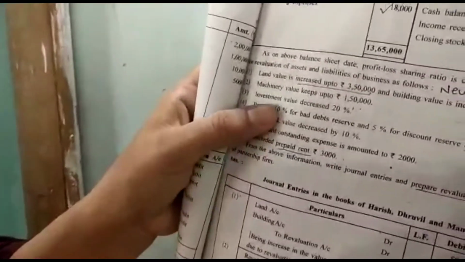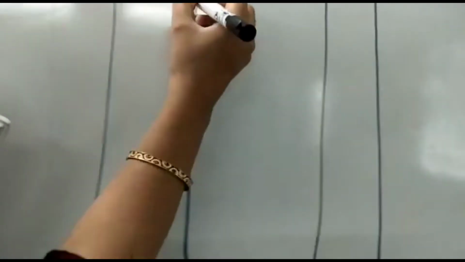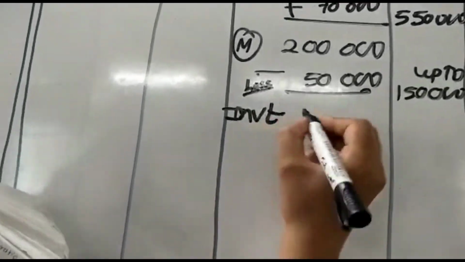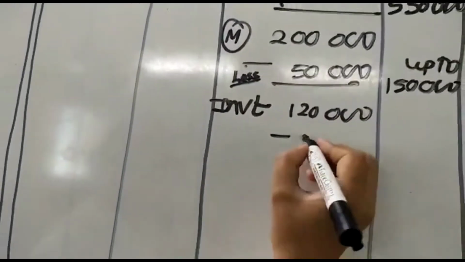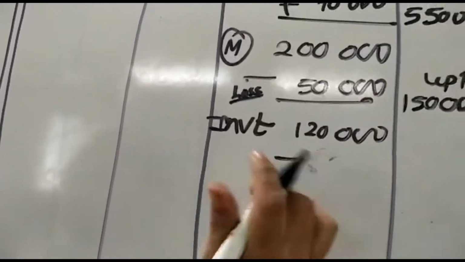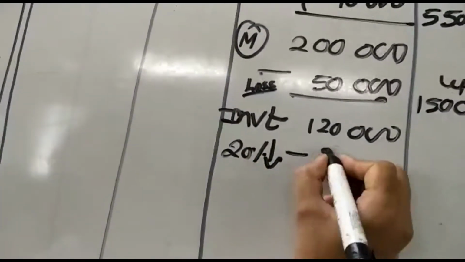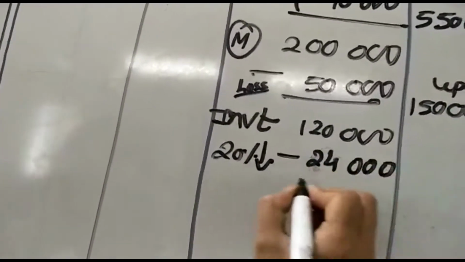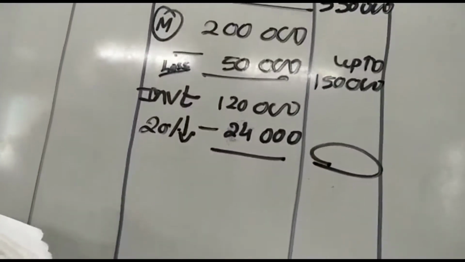Third adjustment, investment value decreased 20%. So I am going to write in the balance sheet to take the decision. Investment original value is 1,20,000 and it is written decreased by 20%. 20% decrease is to be shown, meaning we have to minus. This will be 24,000. Then the after figure would be in the outer column.